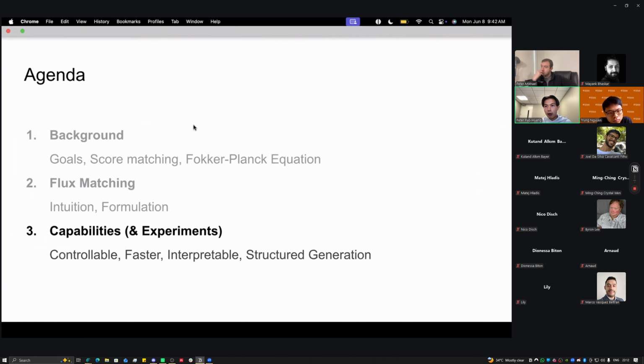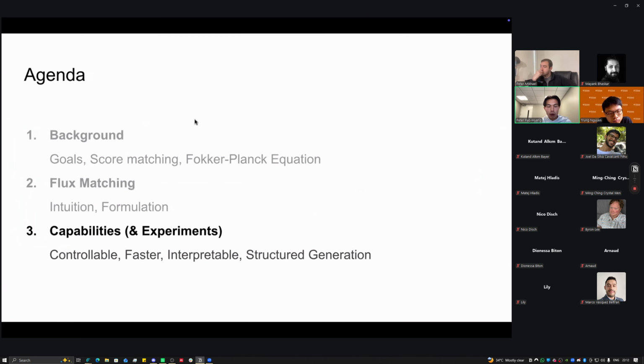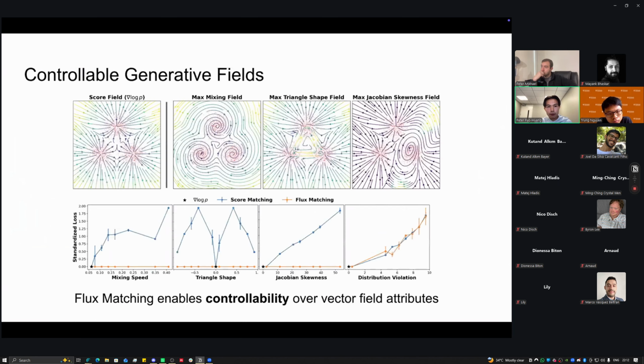So now let's talk about some of the capabilities or things that flux matching enables that previously was impossible with score matching. And I'll show some of the experiments for each of these capabilities. So the first one is this toy experiment where we have this mixture of three Gaussians. And the main goal or the main takeaway that we want to show with this experiment is flux matching enables direct controllability over interesting vector field attributes.